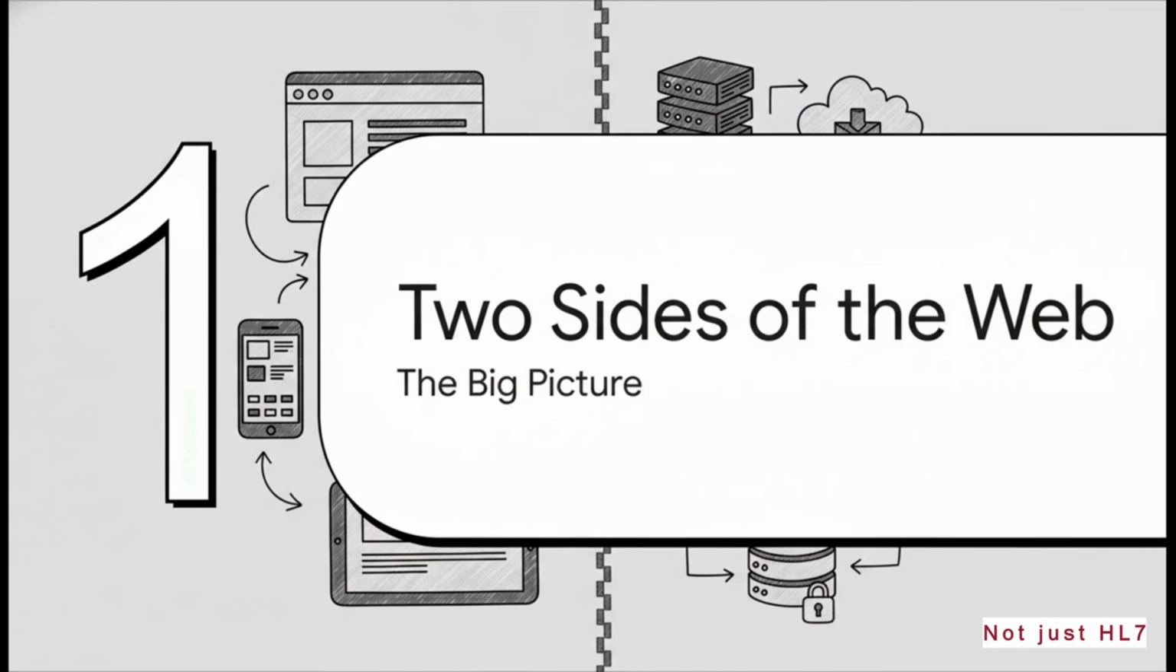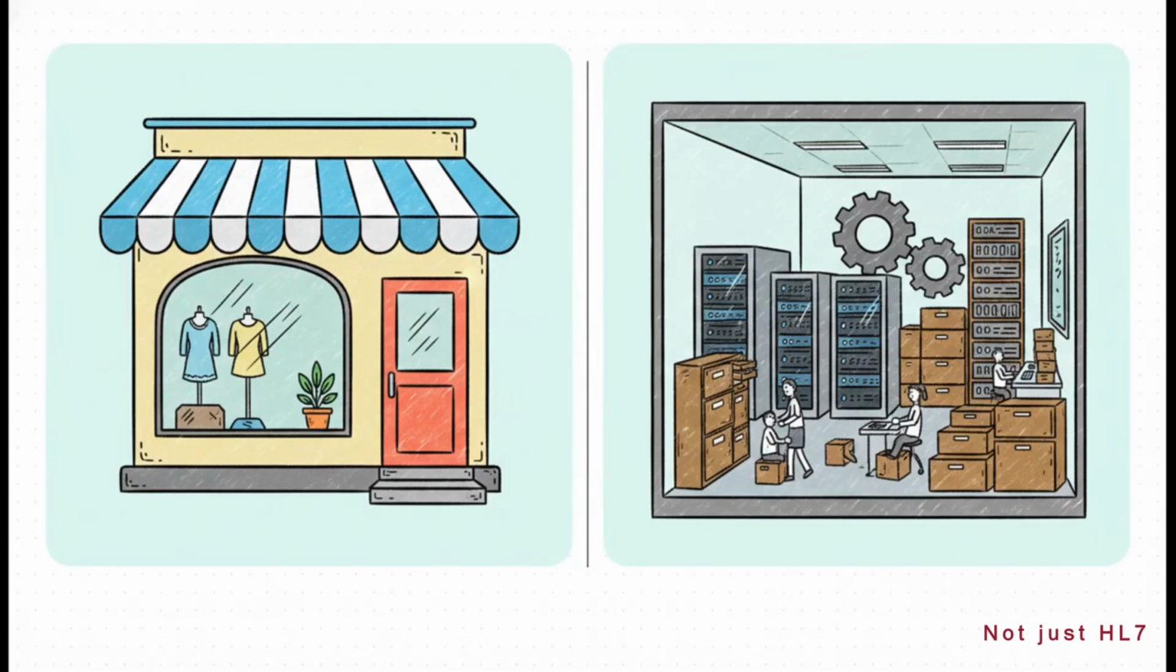Okay, first things first. Every single website you've ever visited is split into two fundamental parts, what we call the front end and the back end. If you can wrap your head around this one idea, you're well on your way to understanding all of web development. It's that important. The easiest way to think about it is like a retail store.